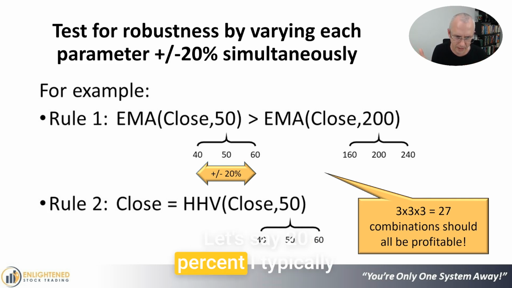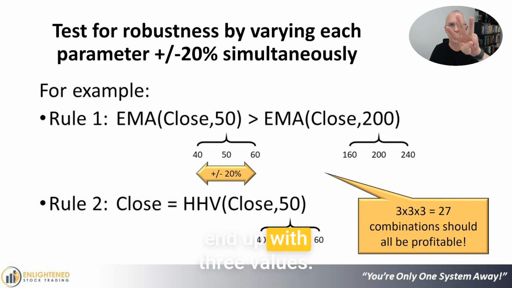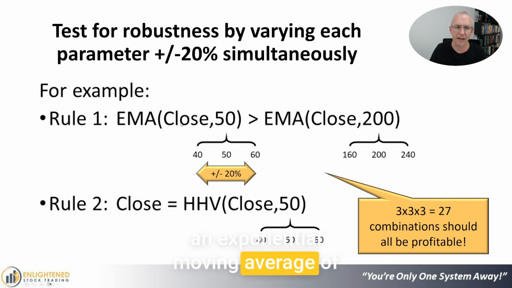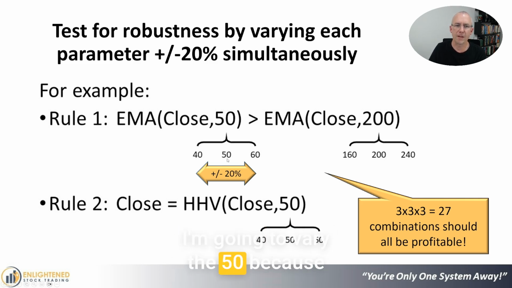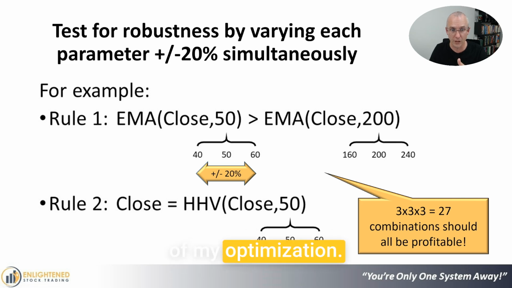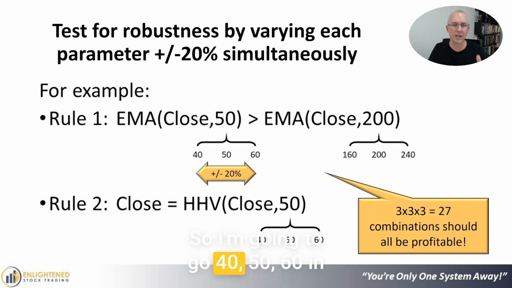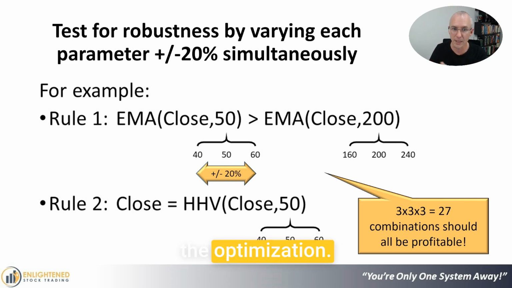Let's say 20%. I typically do 20 to 30% depending on the parameter. And so each parameter will end up with 3 values. Here we've got rule 1. It's an exponential moving average of the closing price over 50 bars. And I'm going to vary the 50 because that was my optimized value. 50 was the value I chose as a result of my optimization. I'm now going to vary that plus or minus 20%. So I'm going to go 40, 50, 60 in the optimization.